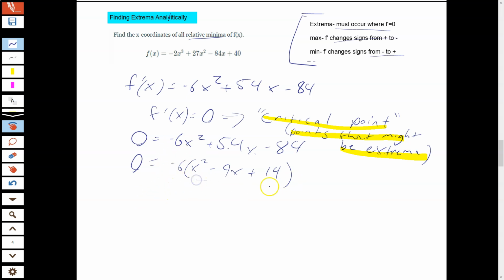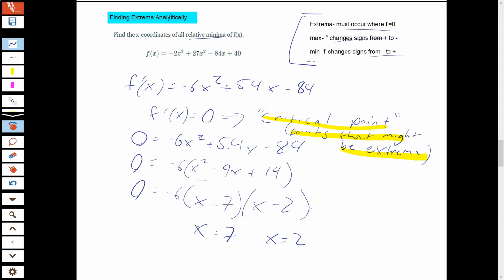But we're going to factor this next term here. So that gives us negative 6. You can draw the x if you like to do that. We want two numbers that multiply to 14, add up to negative 9. So minus 7, minus 2 are my two numbers. And that gives me x equals 7, x equals 2 is the solution here.